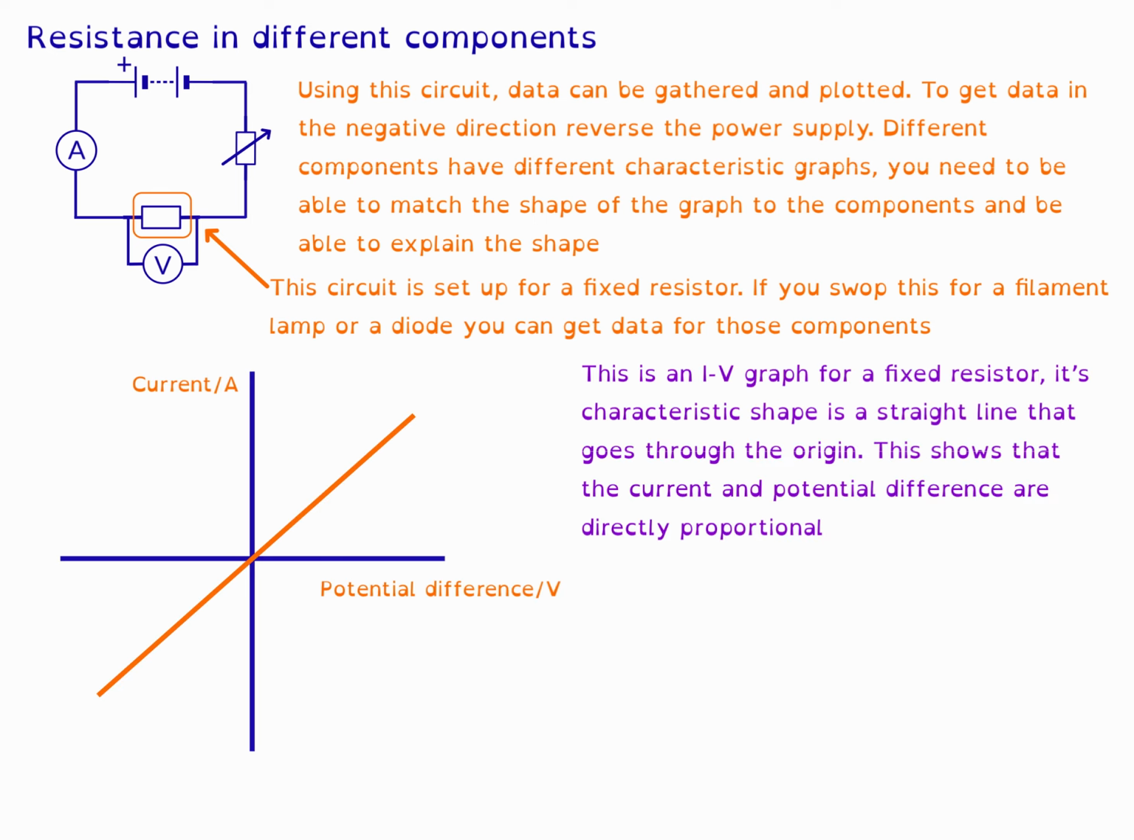This is an IV graph for a fixed resistor. Its characteristic shape is a straight line that goes through the origin. This shows that the current and the potential difference are directly proportional.